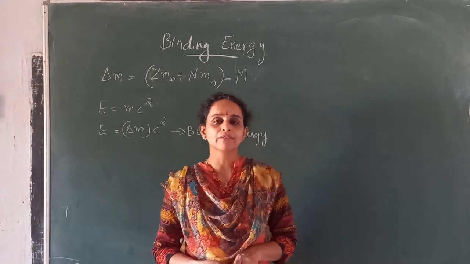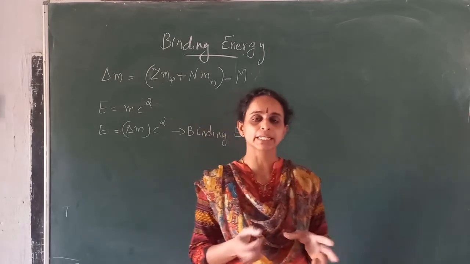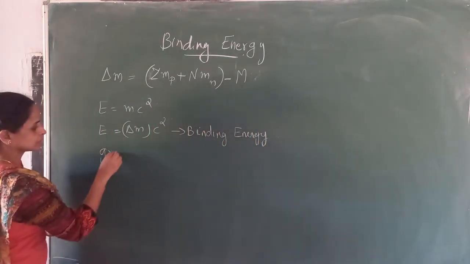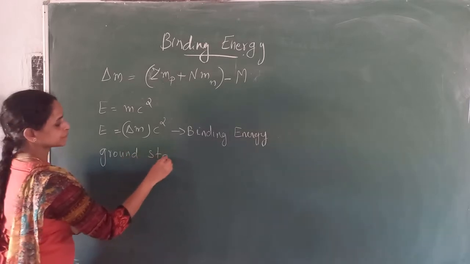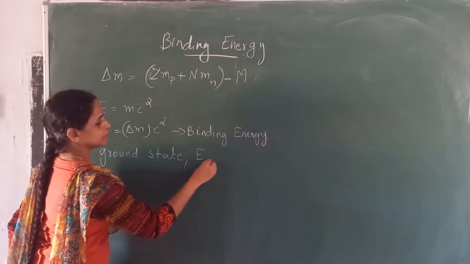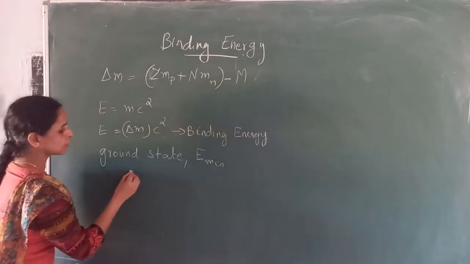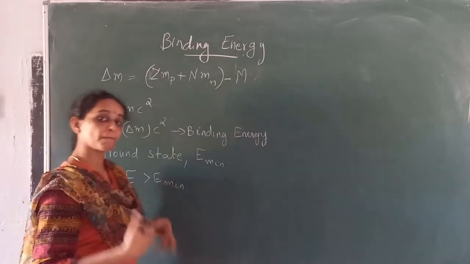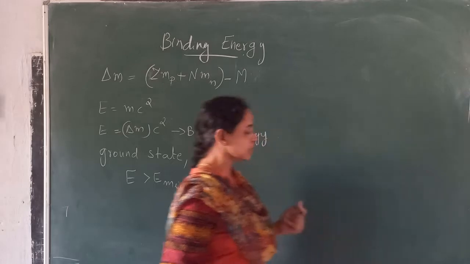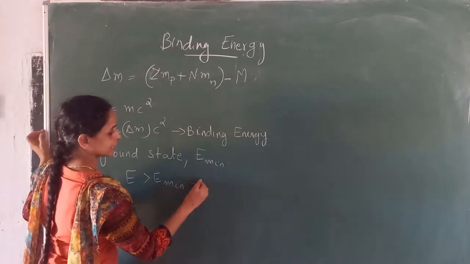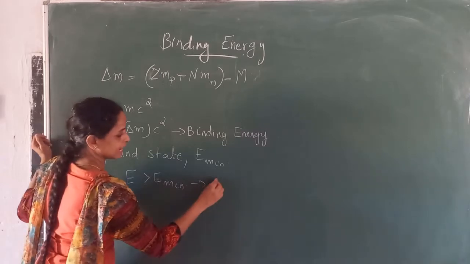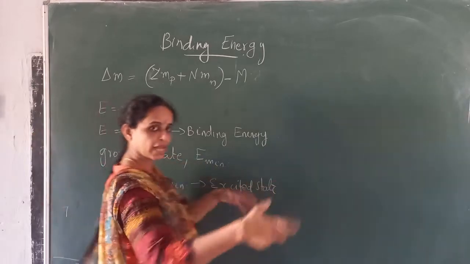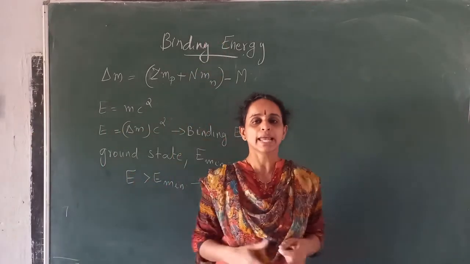If the nucleus is at its lowest energy, it is said to be in the ground state. That is the E minimum. If the energy of the nucleus is greater than E minimum, that means there is some more energy in the nucleus, and then we can say that this nucleus is in the excited state. That means it absorbs some more energy and goes to the excited state.